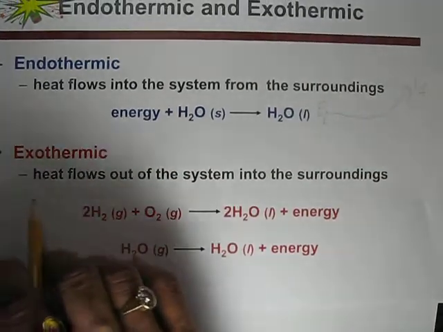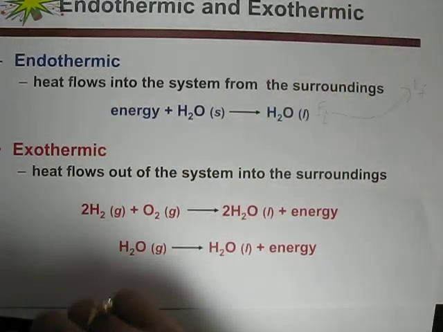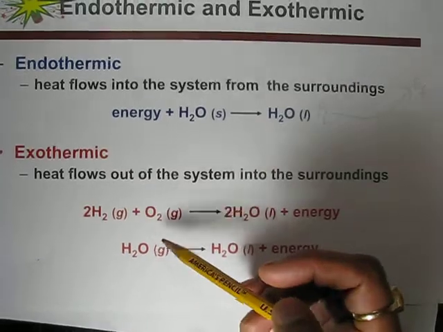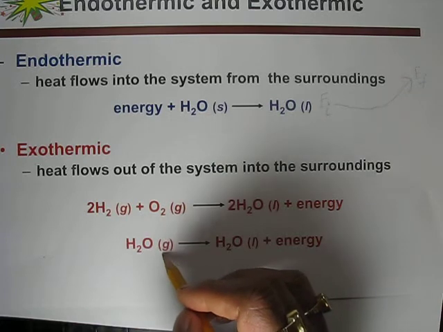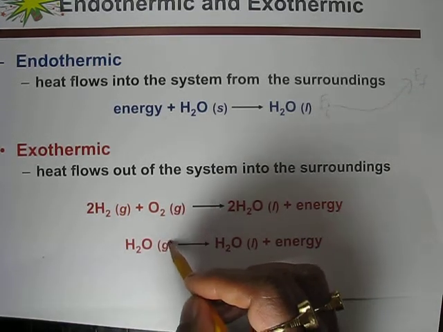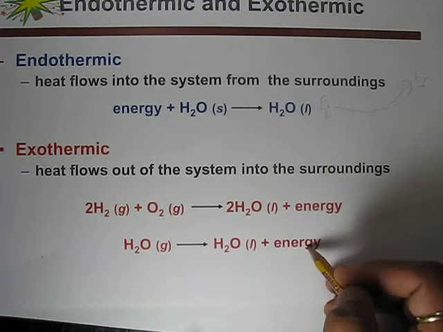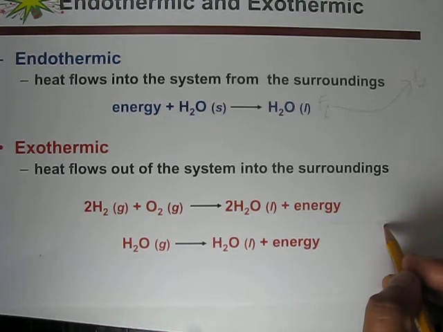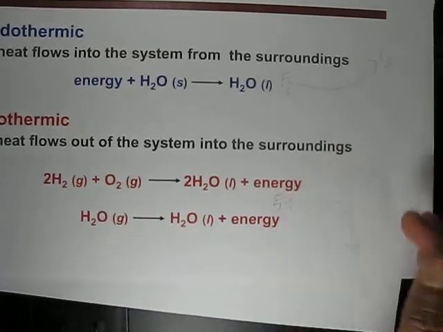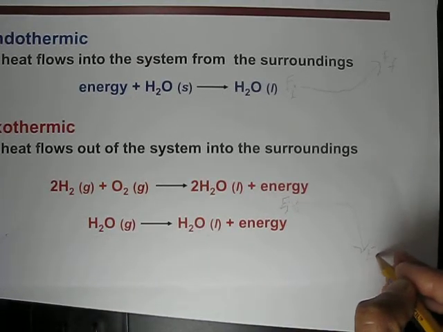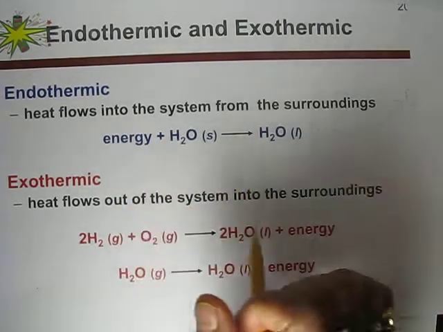Another word is exothermic, where exo means out. So heat flows out of the system into the surrounding. For example, water in the gaseous form, meaning water vapor or hot water, when cooled at room temperature, loses energy. So here we are talking about this kind of graph, where E initial will be higher than E final. So this is the example of endothermic, and this is the example of exothermic.